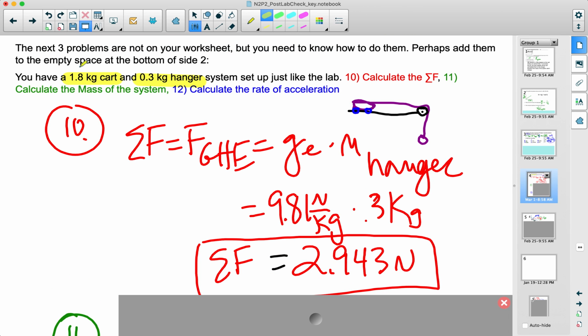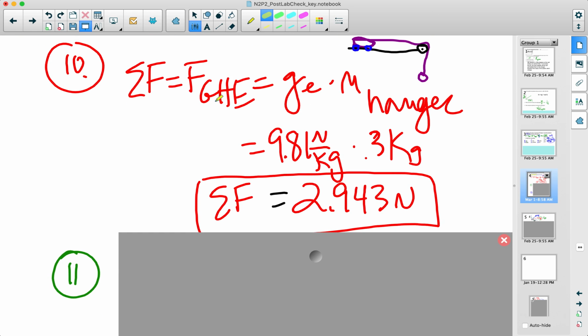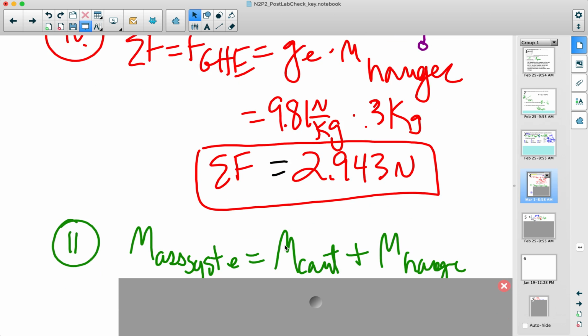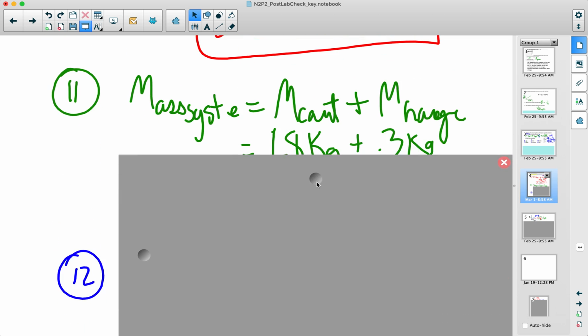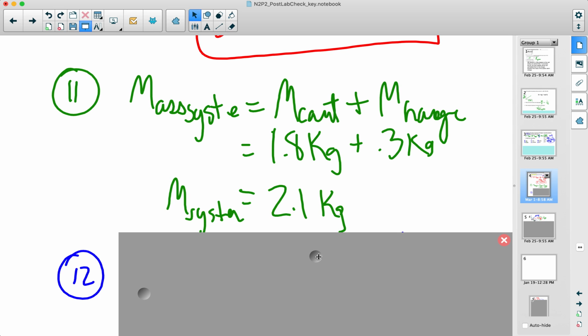Next up, we're asked to calculate the mass of the system. Now, this equation we have up here we use pretty commonly. How did we find the mass of the whole system? Well, we may not have written it out this way, but if you remember looking at your data columns, we took the mass of the cart plus the mass of the hanger to find out the mass of the whole system. So the mass of the cart in this problem was 1.8 kilograms. The mass of the hanger was 0.3 kilograms. We are assuming that the string is massless for this, so you just add those together and you get a mass of the system of 2.1 kilograms.